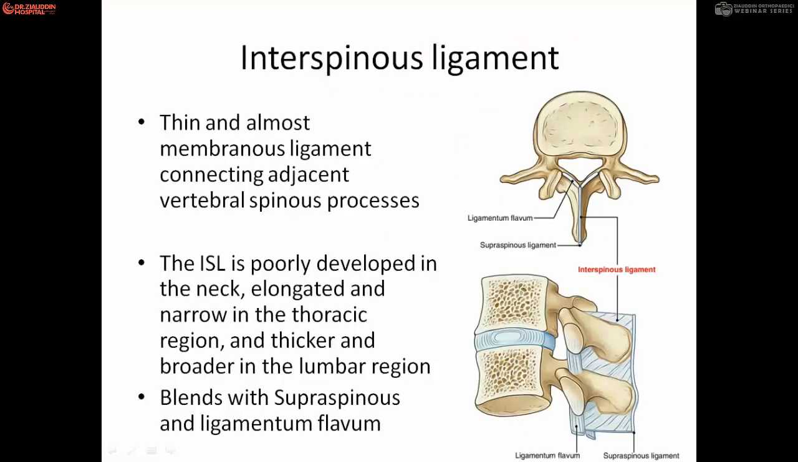Another ligament is the interspinous ligament, which lies between the spinous processes. It is a thin and almost membranous ligament that connects adjacent vertebral spinous processes. It is poorly developed in the neck, elongated and narrow in the thoracic region, and thicker and broader in the lumbar region. It blends with the supraspinous ligament posteriorly and the ligamentum flavum anteriorly.